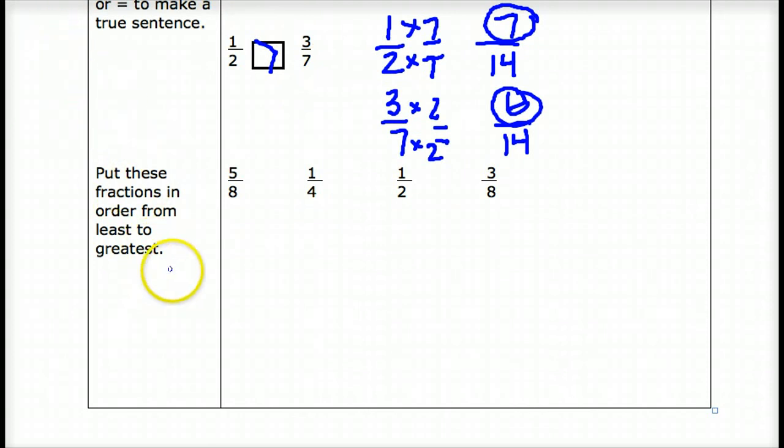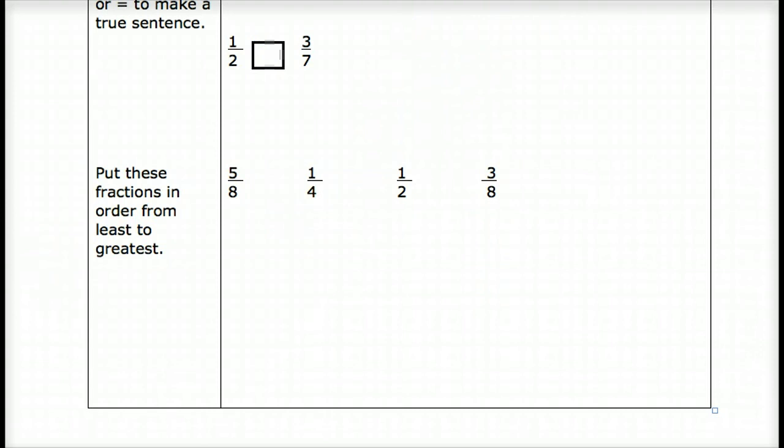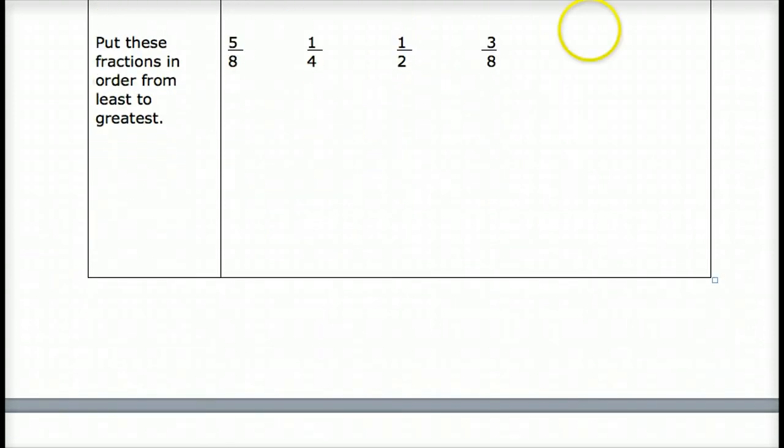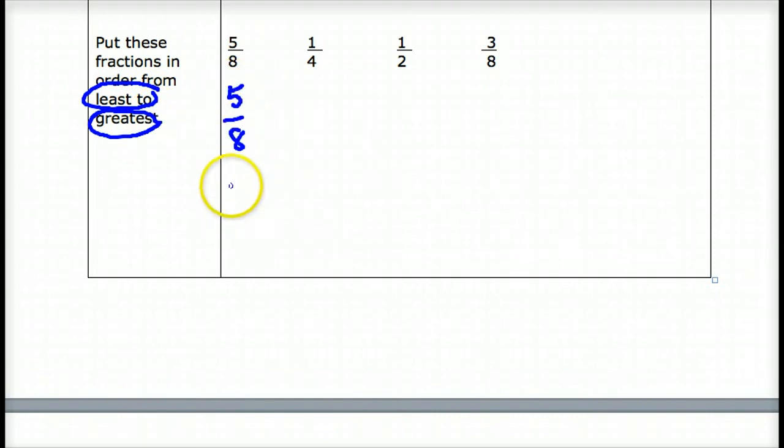Now, the next question says to put these fractions in order from least to greatest. So if we are putting our fractions in order from least to greatest, it's very important that we go ahead and make note of the order they want us to put our fractions in. In this case, it is least to greatest. So we need to go ahead and list our fractions out vertically. We've got 5/8, we've got 1/4, we've got 1/2, and we've got 3/8.